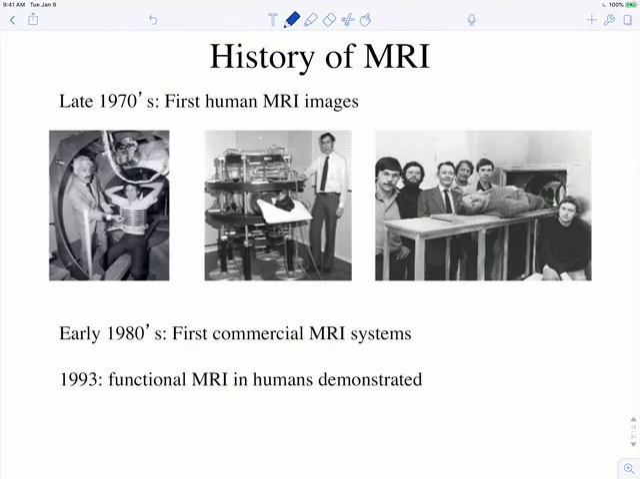So after Lauterbur's first discovery of MRI, there was a lot of work in the 70s, mostly in England actually, with these weird contraptions. So these are sort of the first human MRIs. But what really took off was in the 80s, when the major manufacturers like GE and Siemens and Philips got together with the academics and really came out with the first MRI systems.